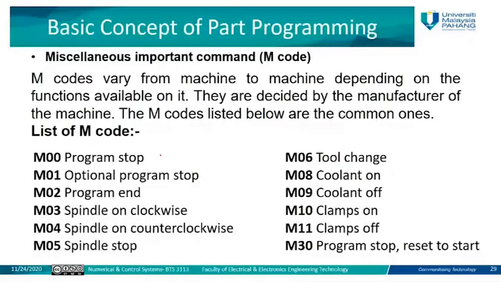So this is the list of the M codes that we are going to use in the NC manual programming. So it's M00, for example, for program stop, M01 for optional program stop, then M02 for program end, M03 for spindle on clockwise, M04 spindle on counterclockwise, M05 spindle stop, M06 tool change, coolant on, coolant off, clamps on, clamps off, program stop, reset to start.